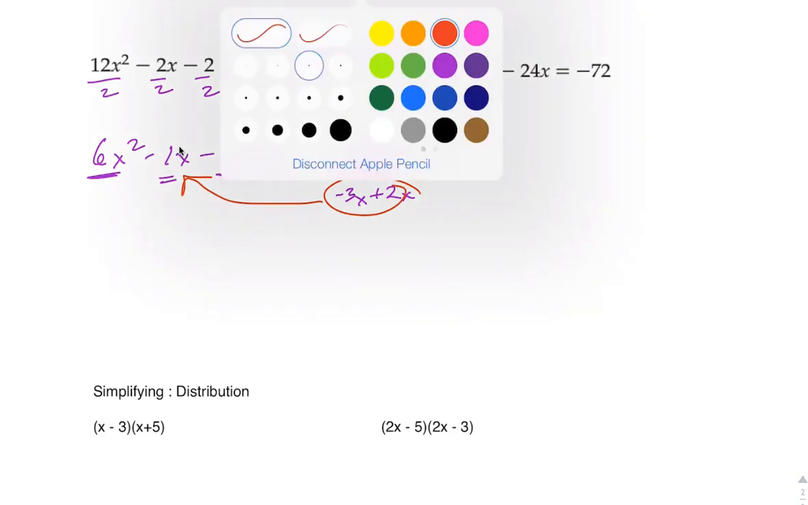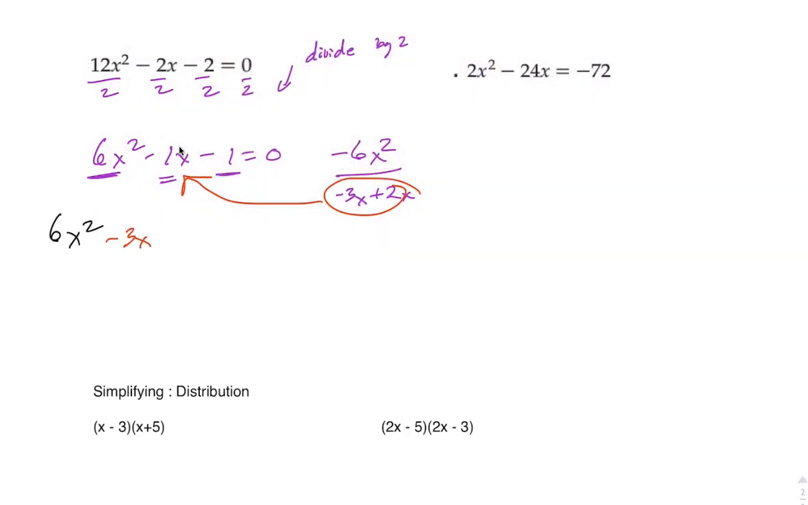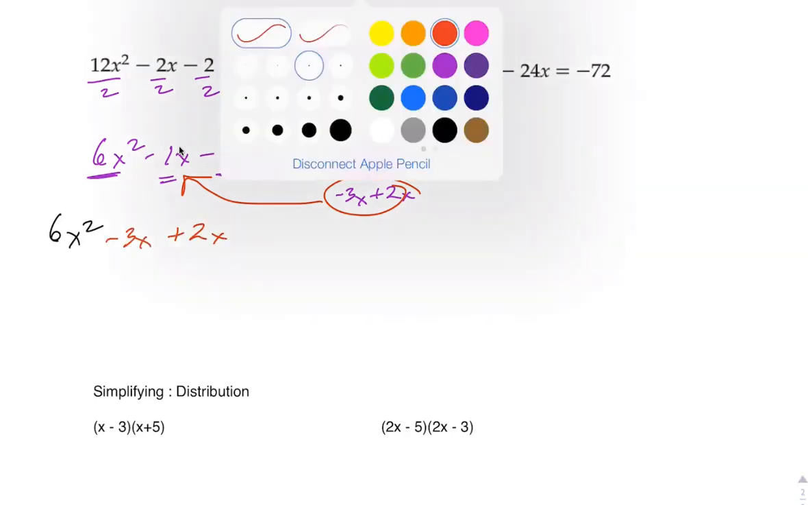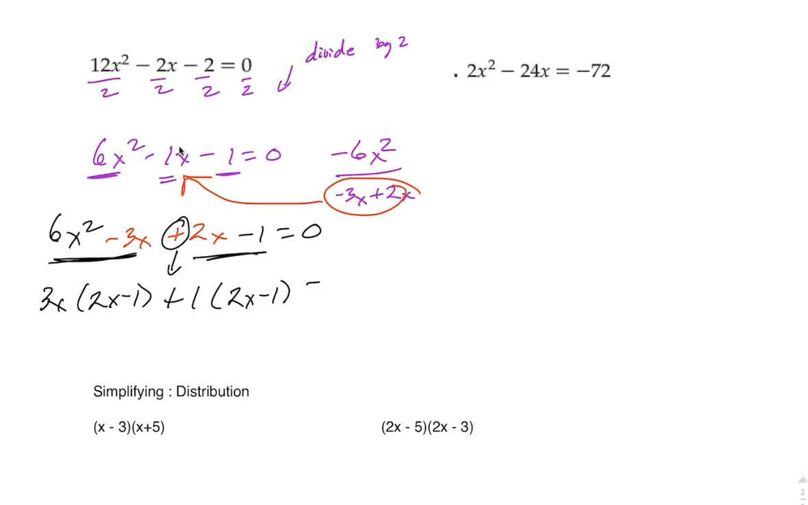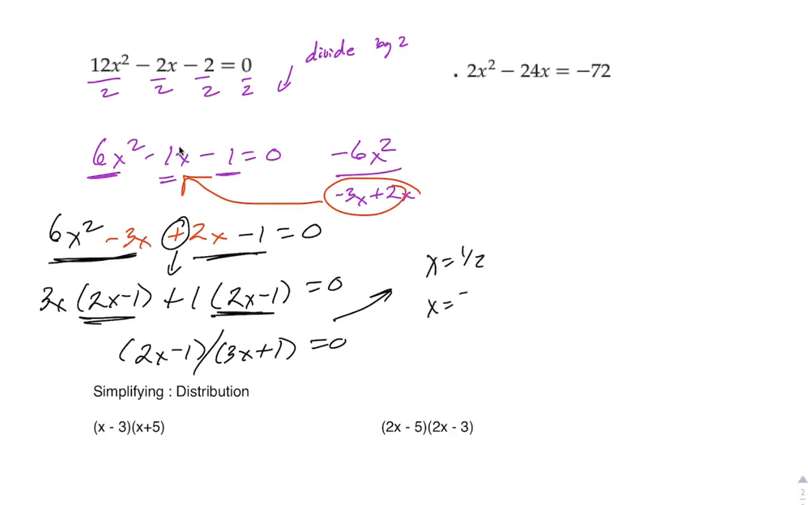So I get this: 6x squared minus 3x plus 2x minus 1 equals 0. I'm going to factor by grouping now. These have a 3x in common. Just put 2x minus 1. Always bring down the middle sign. These two have nothing in common, so you pull out the 1, always. There's always a 1 you pull out. Hey, these guys match. 2x minus 1 and 3x plus 1 equals 0. Split and solve. And you're going to get x equals 1/2 and x equals negative 1/3.